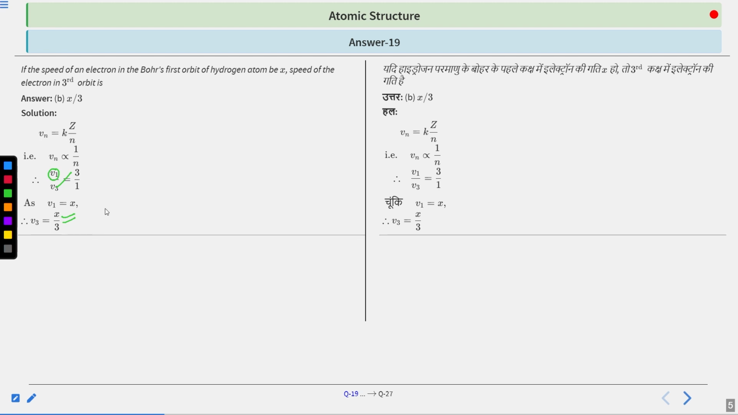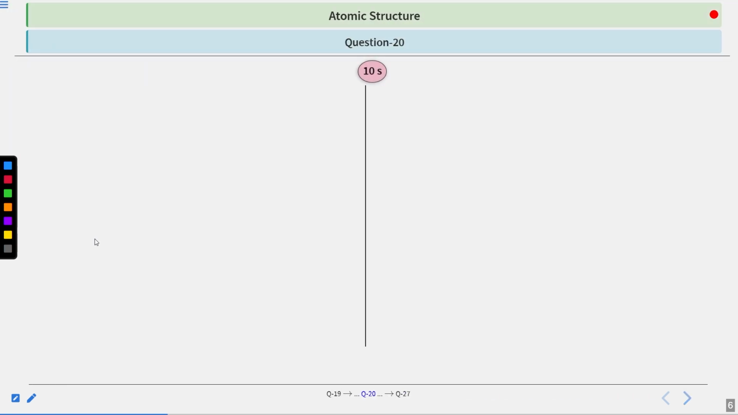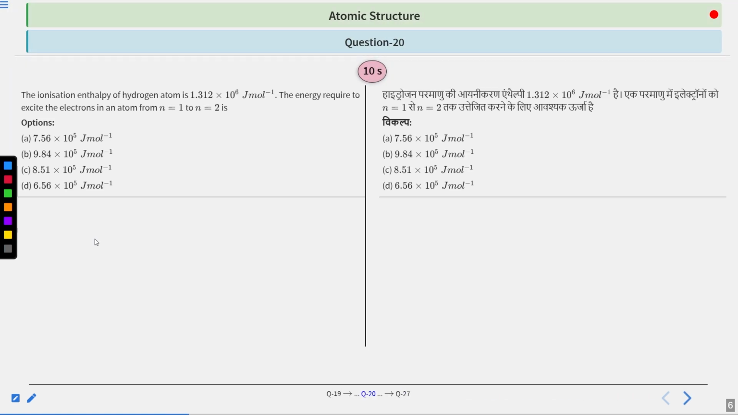Now, moving on to the next question. Question number 20. Question number 20 says that the ionization enthalpy of hydrogen atom is 1.312 into 10 to the power 6 joule per mole.